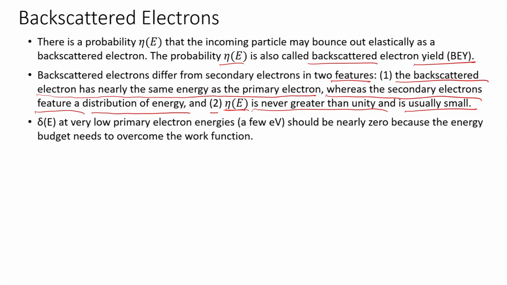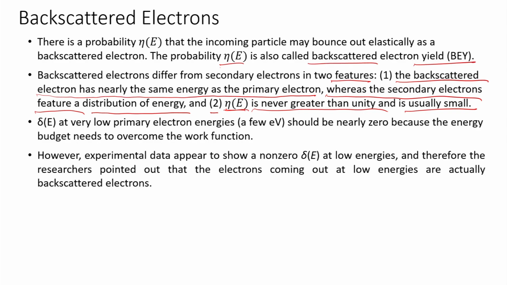And delta E, at very low primary electron energy of a few electron volt, should be nearly 0, because the energy budget needs to overcome the work function. This we are calling the SEY. However, experimental data appear to show non-zero delta E at low energies also. At low energies you have some delta value, because whenever it is measured, it is very difficult to distinguish whether it is a secondary electron or a backscattered electron.